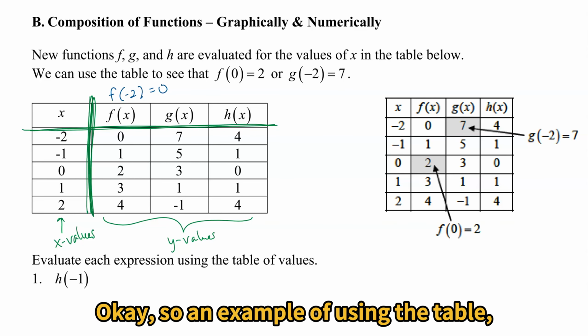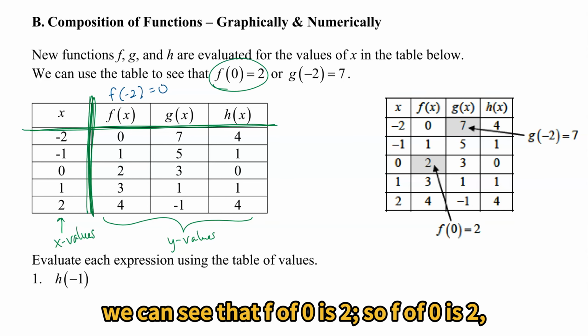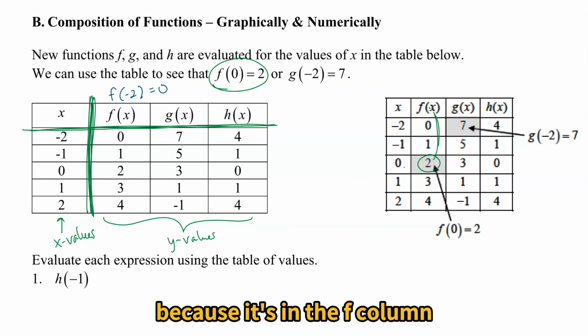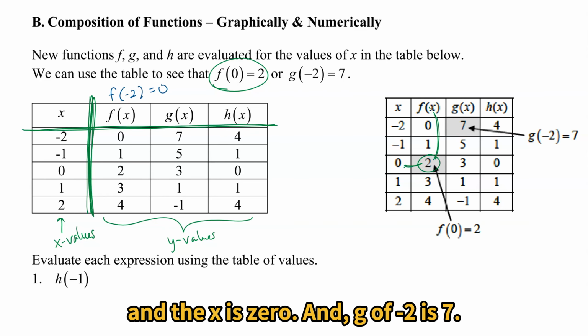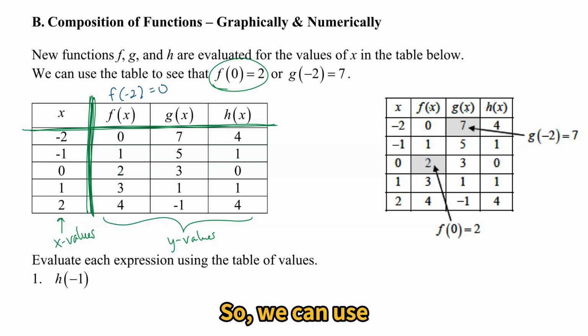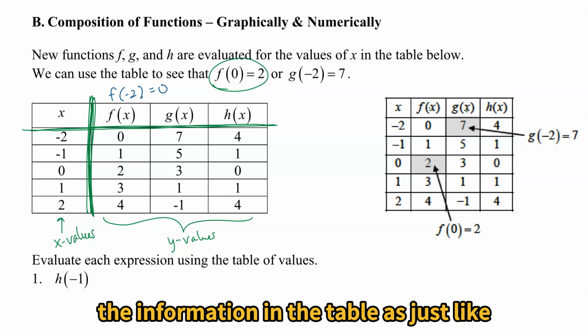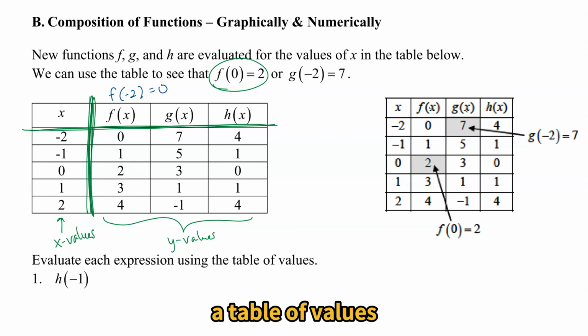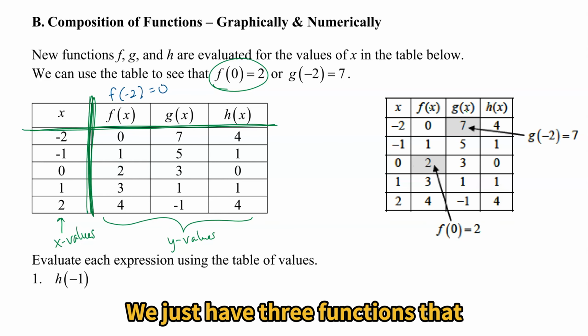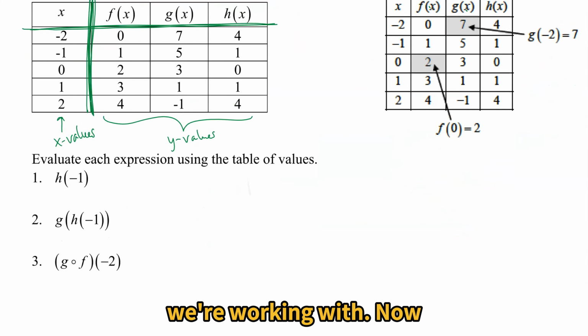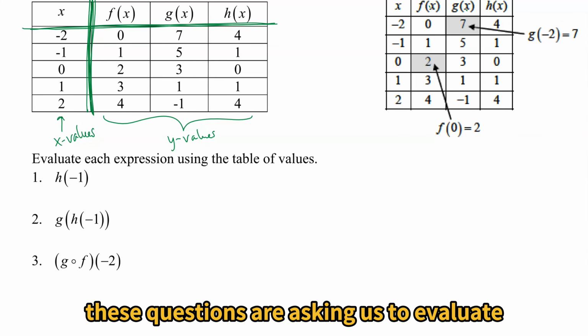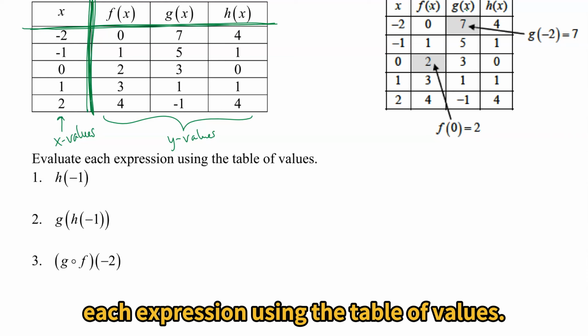Okay, so an example of using the table, we can see that f of 0 is 2. So f of 0 is 2 because it's in the f column and the x is 0. And g of negative 2 is 7. So we can use the information in the table as just like a table of values if we were graphing a function. We just have three functions that we're working with. Now these questions are asking us to evaluate each expression using the table of values.